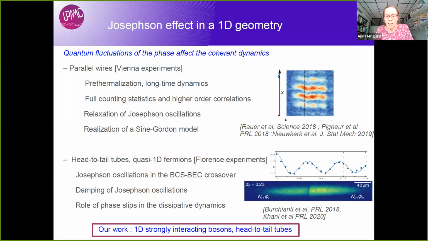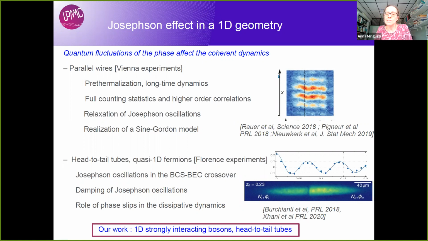In our work, instead, we will consider the other possible geometry. The way to couple two wires is head to tail, and this is obtained by taking a single cylinder and cutting it in half. For example, in Florence, there have been experiments, not really in the one-dimensional regime, where the Josephson oscillations were studied in this type of configuration for a Fermi gas in the BCS-BEC crossover. And also in that case, some damping of Josephson oscillation was observed.